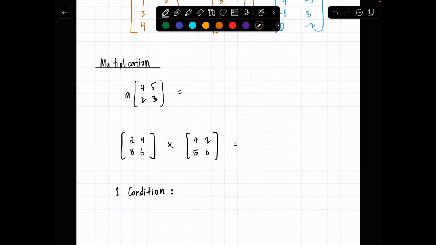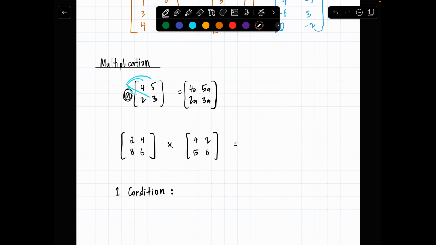When it comes to multiplication, we have two different types. The first type is where we multiply a single term with a matrix, and the second is where we have two different matrices multiplying each other. For the first one, where we just multiply a singular term with a matrix, this is much easier. We just have to multiply this term with every single number inside the matrix. So for this, what we will get will be 4a, 5a, 2a, and 3a. That's it. As simple as that.